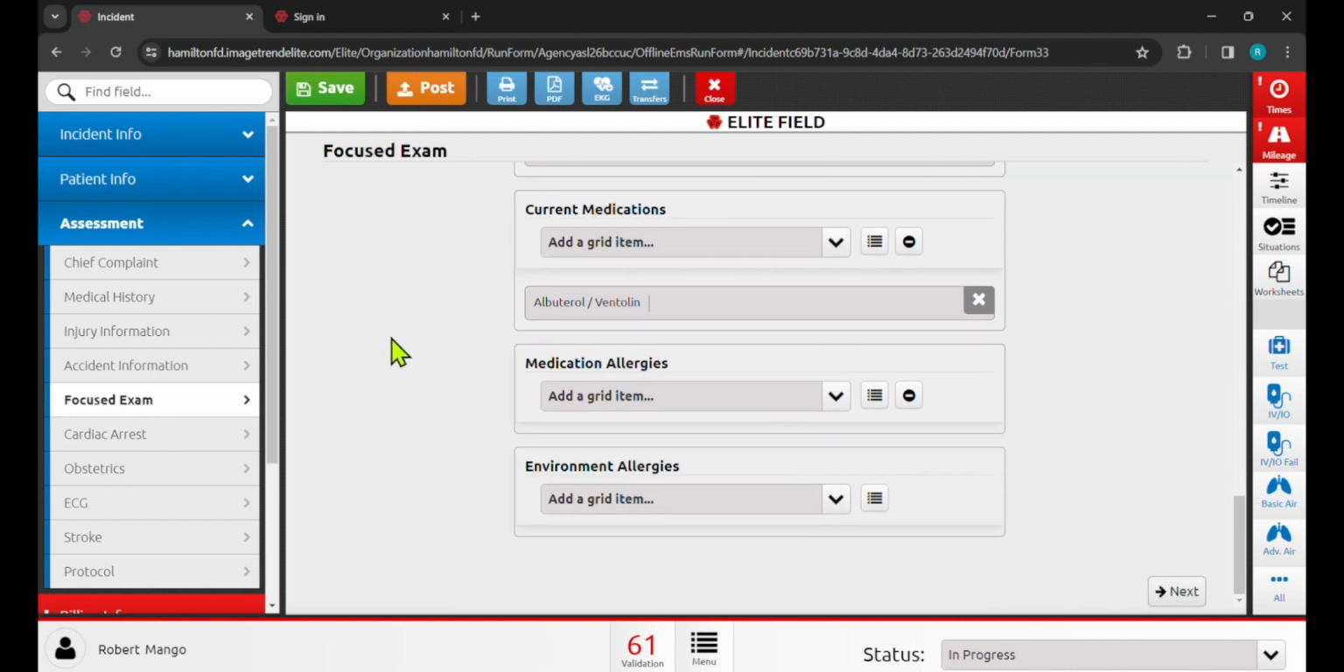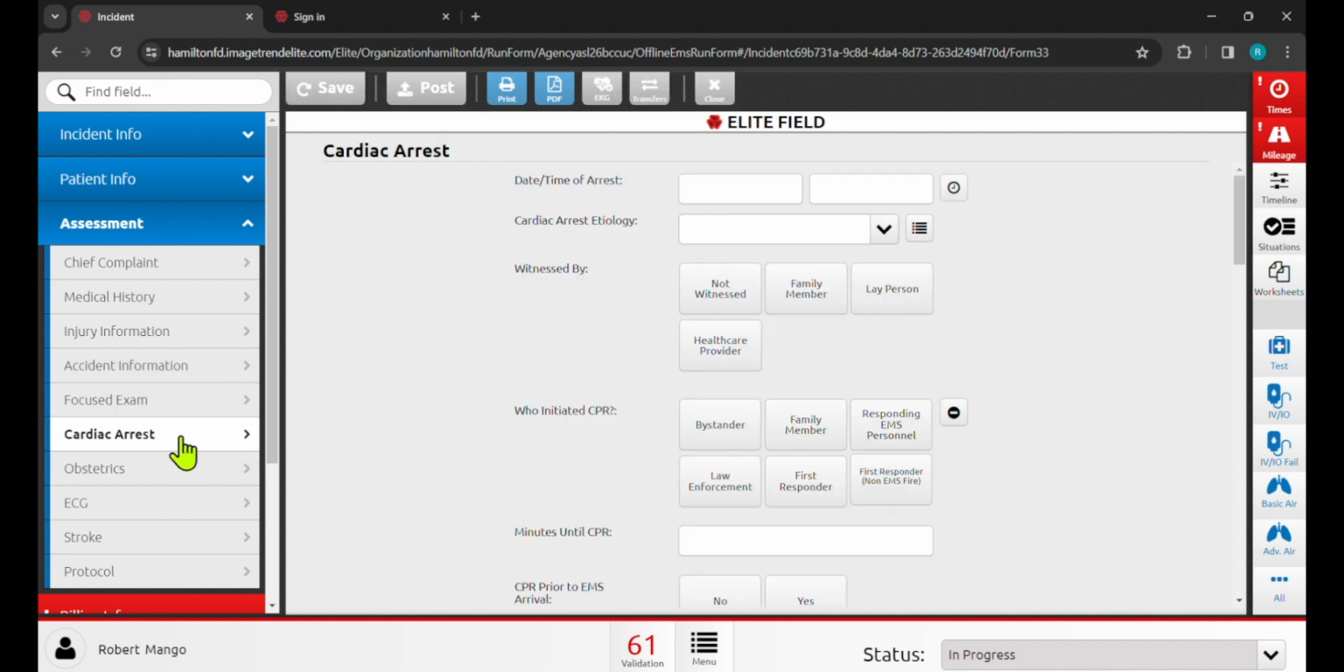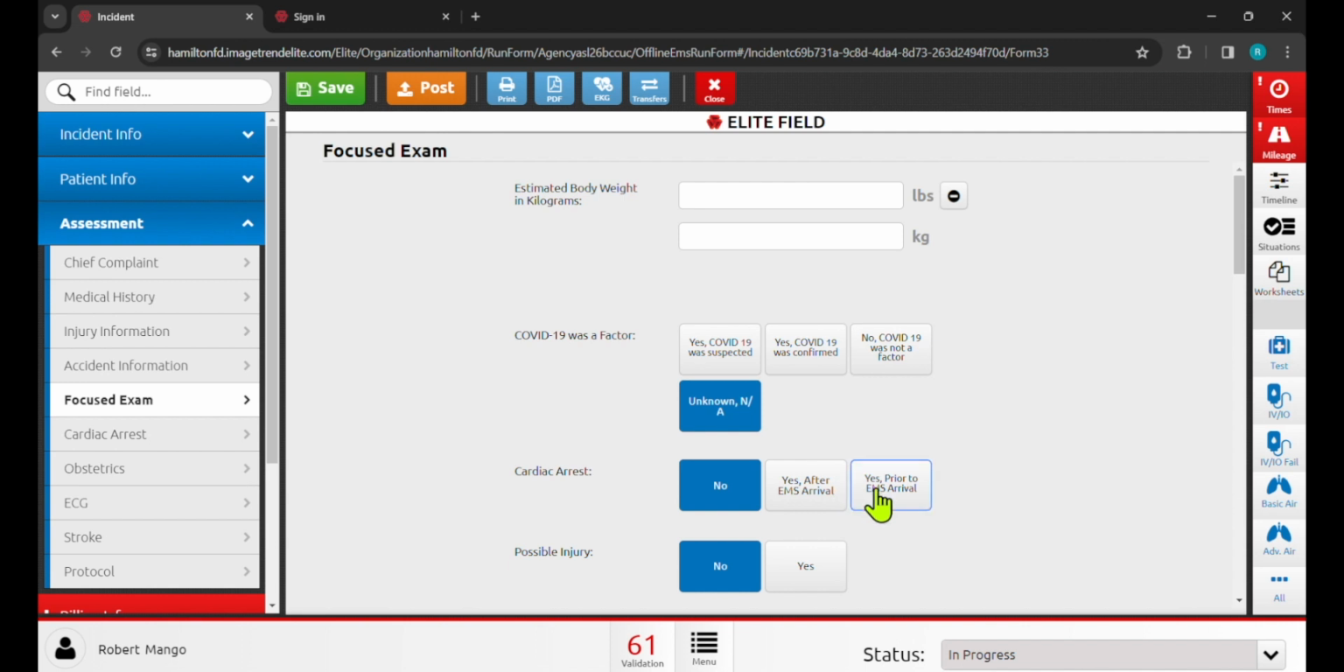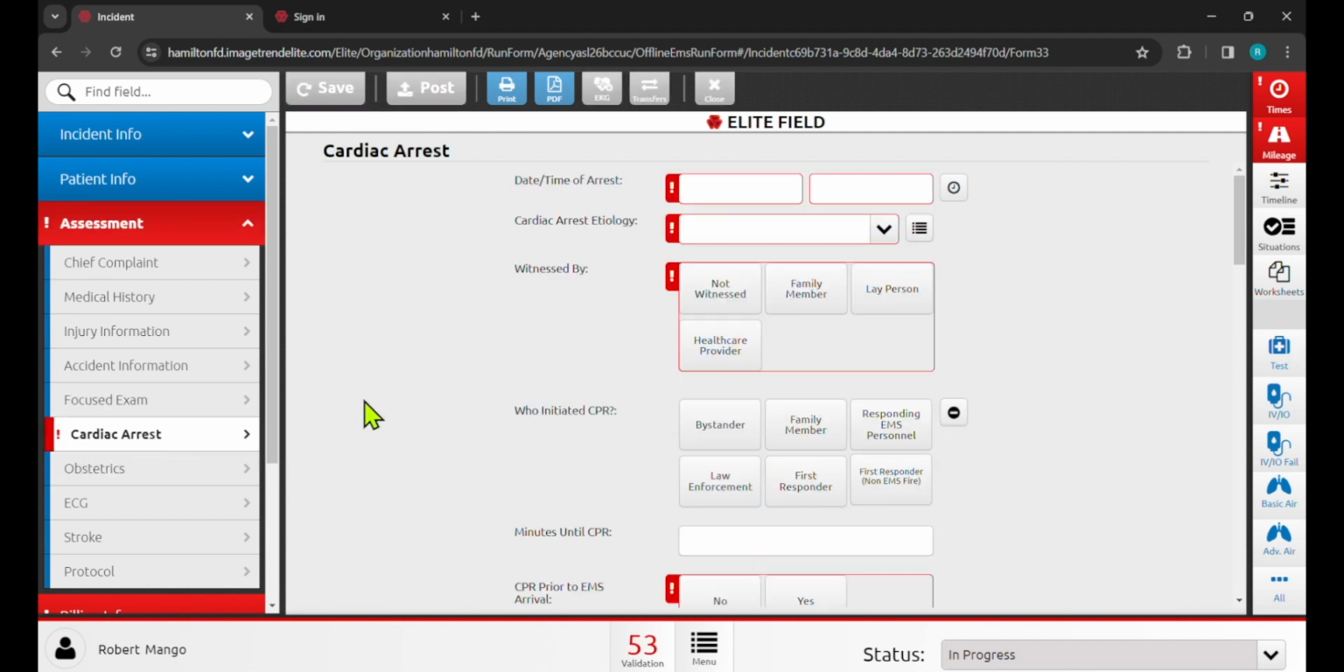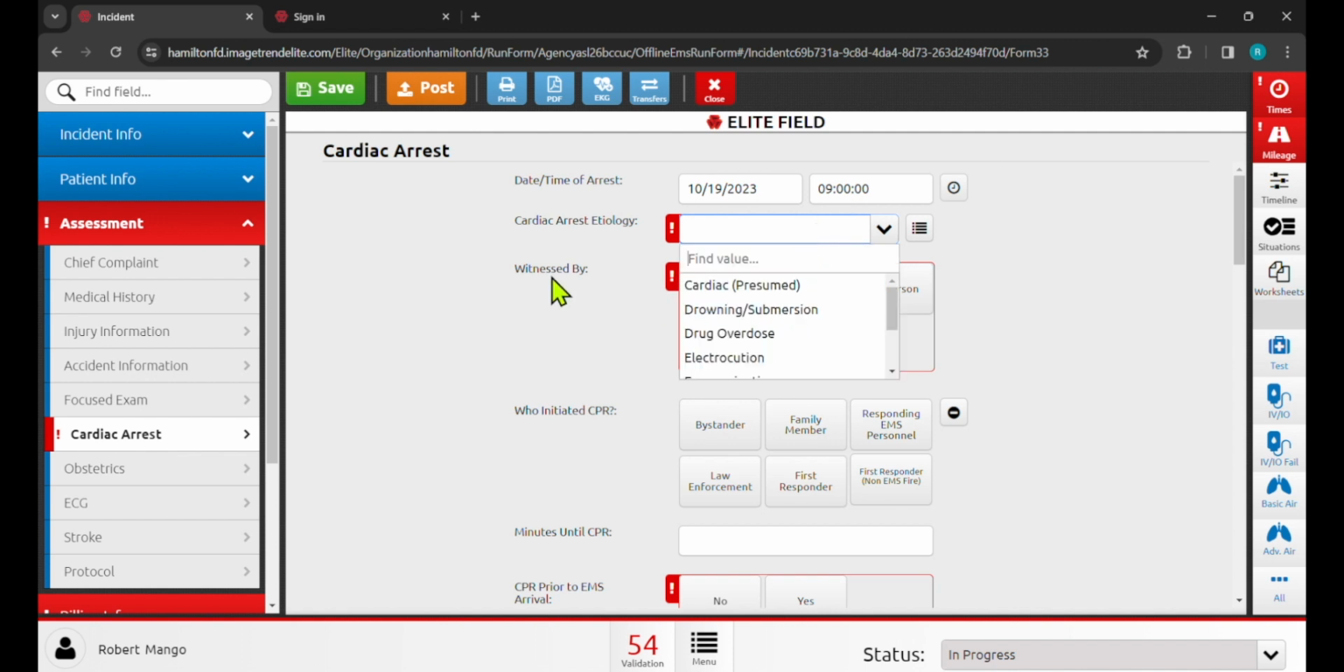Okay. So moving on. Cardiac arrest. Let's go back and test it. If we select this, yes, it did. It turned the cardiac arrest tab red, similar to the injury information. So now we want to fill out all the things with cardiac arrest. I do believe that this form is fairly similar on, this is a NEMSIS thing that should be on most EMS reporting systems.